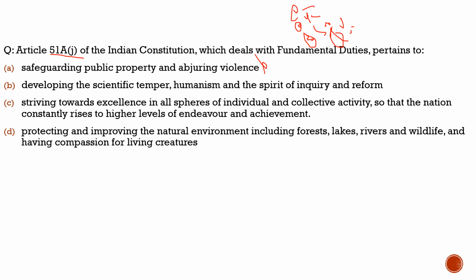Second, developing the scientific temper, humanism and the spirit of inquiry. No. Third, striving towards excellence in all spheres of individual and collective activity, so that the nation constantly rises to higher levels of endeavor and achievement. 100% correct. So with respect to this question, Article 51A sub-clause J pertains to striving towards excellence in all spheres of individual and collective activity, so that the nation constantly rises to higher levels of endeavor and achievement. So the correct statement is statement C.